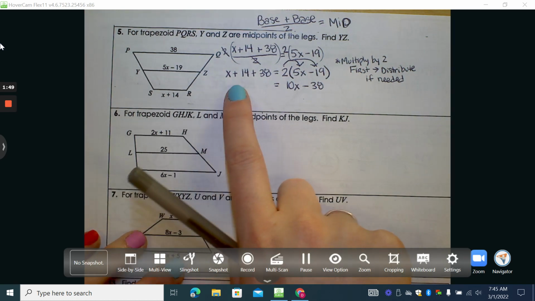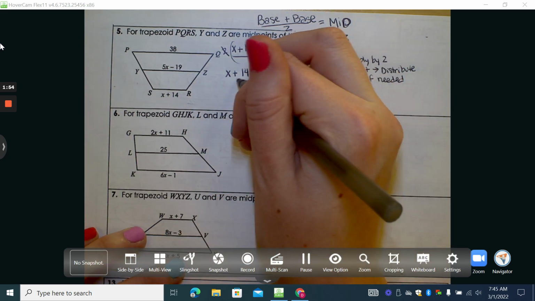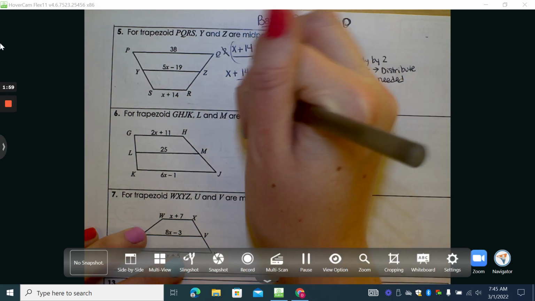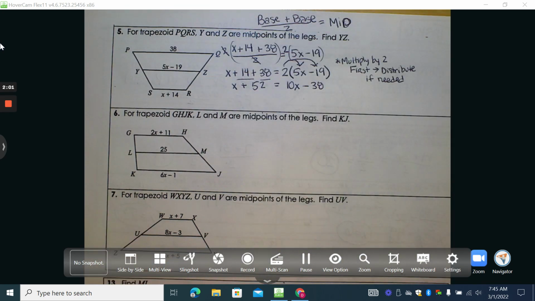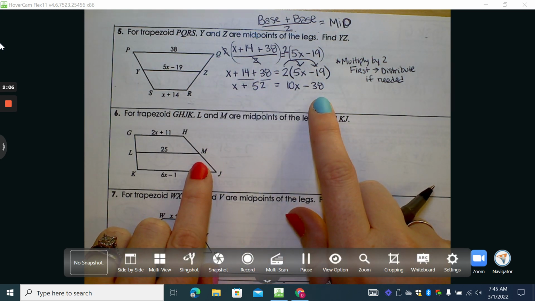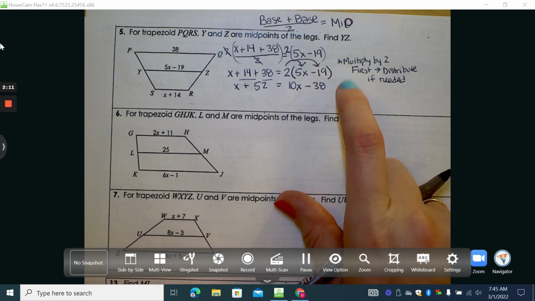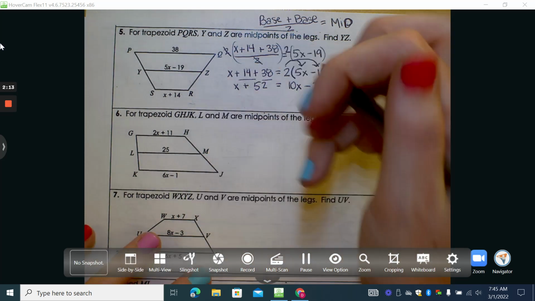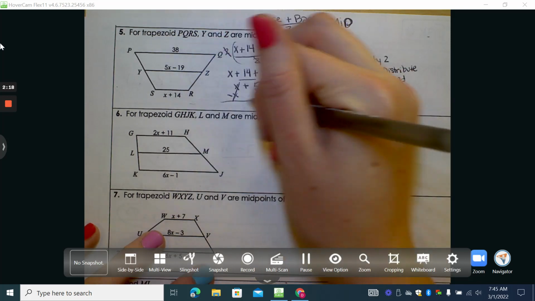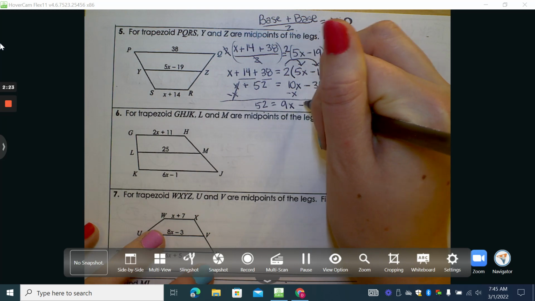On the left side, I have x plus 14 plus 38. I'm going to simplify this a little bit. I'm going to add together 14 plus 38, and I get 52. So I have x plus 52 equals 10x minus 38. Let's get all our x's to the same side of the equation, all our numbers to the other side. So I'm going to subtract x from both sides, and I get 52 equals 9x minus 38.